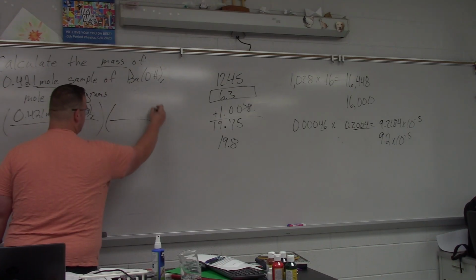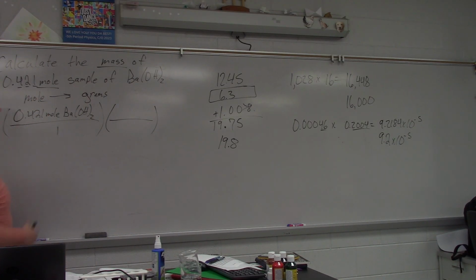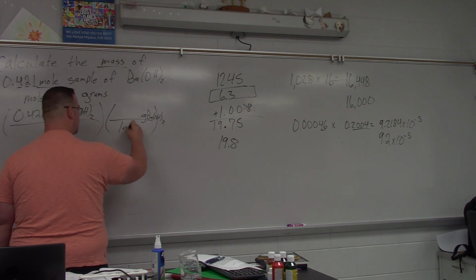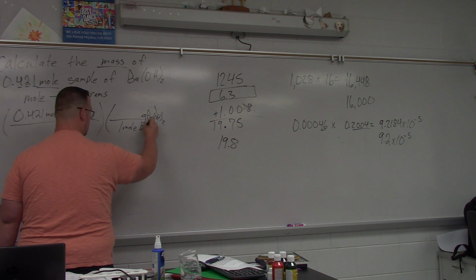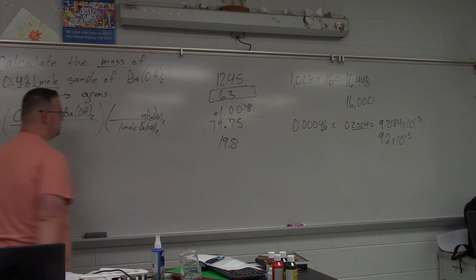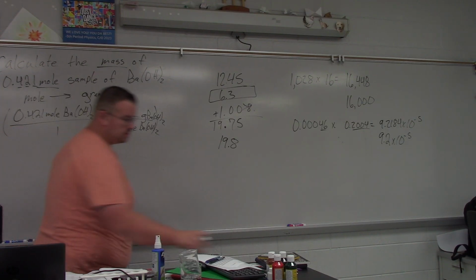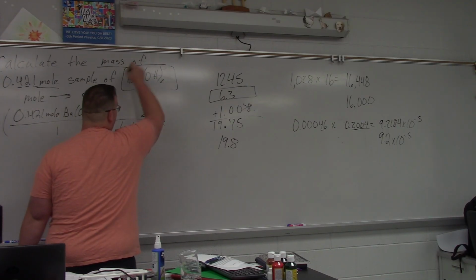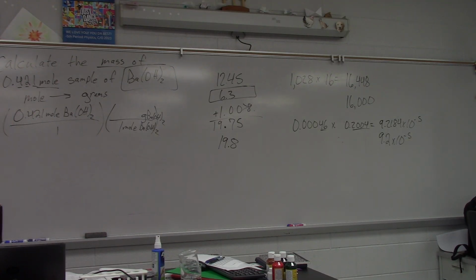So we set it up. Where am I going to? Grams. Barium hydroxide goes on the top. Moles of barium hydroxide goes on the bottom. Yeah, absolutely. Go for it. You want to swap it out first and see if we get it? Yeah, go for it. Because it'll be good. The trick is I gave you this molecular formula on purpose. So I wanted to check something.